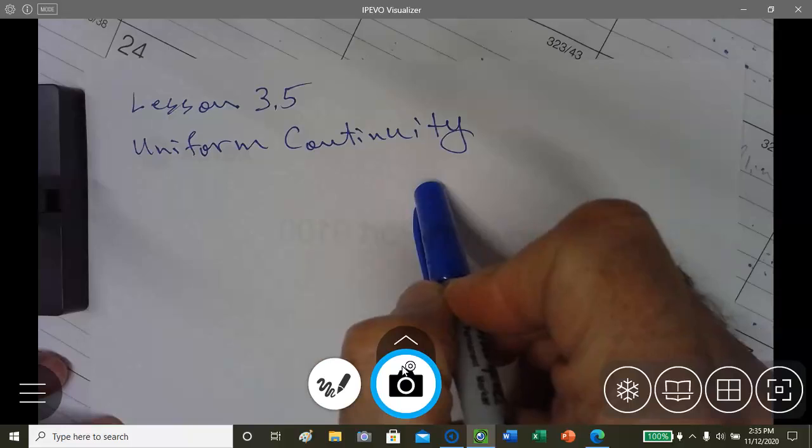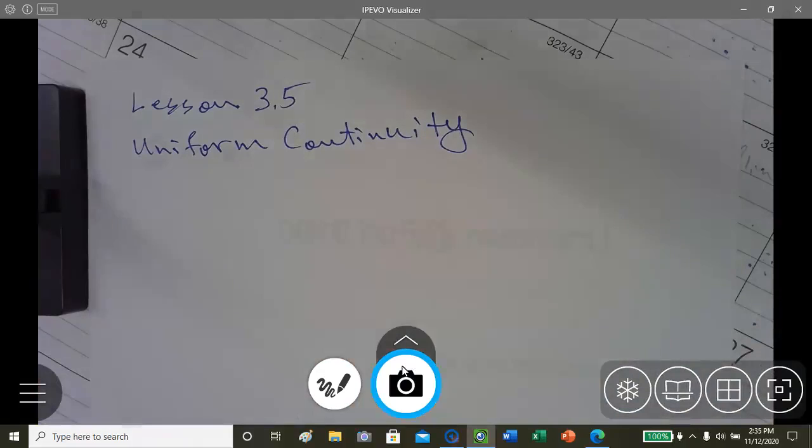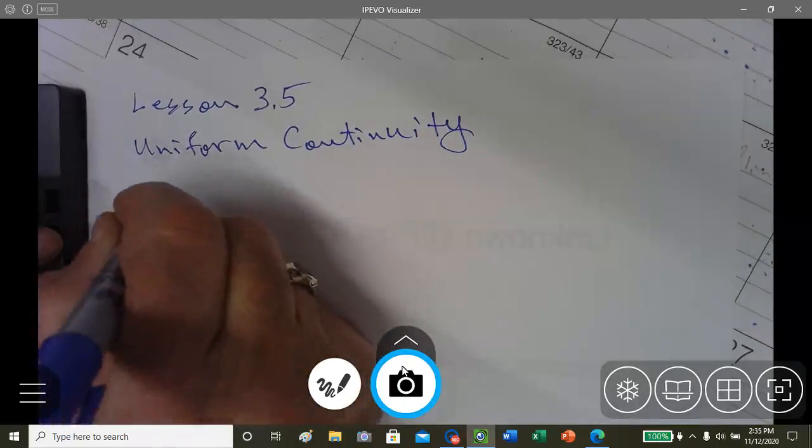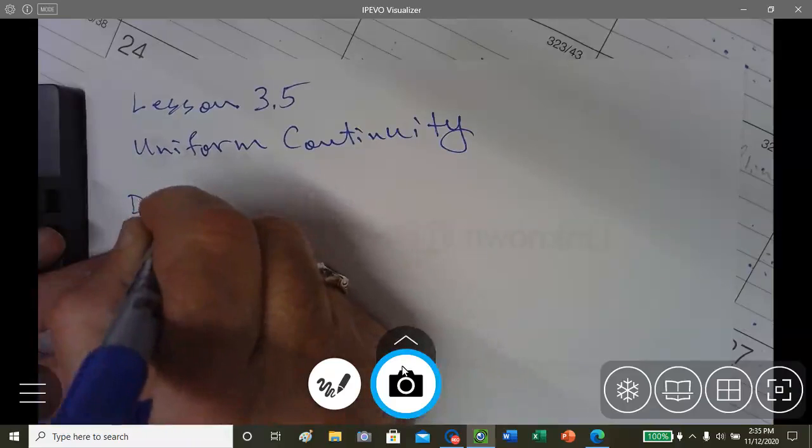On uniform continuity. First, we're going to define it. Definition.